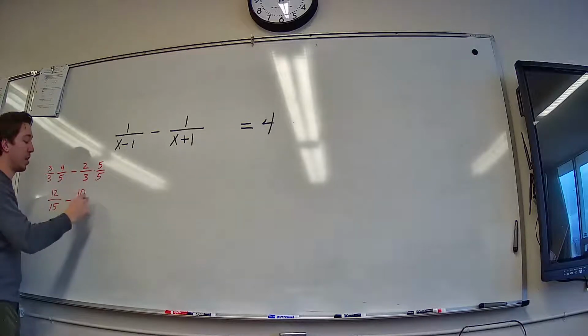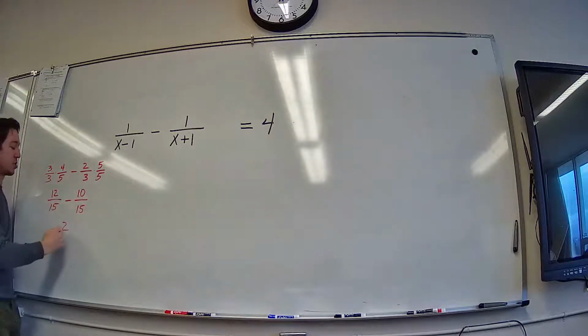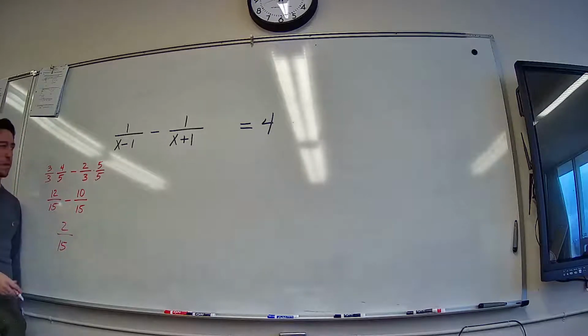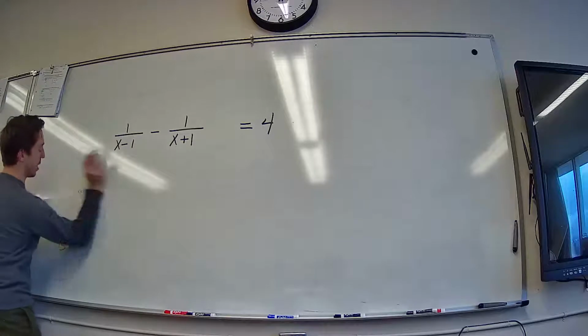2 times 5 is 10. Now they're both 15ths, so the answer to this is 2 15ths. Are there any questions on that process there? A little bit of review for you. Okay. So that's the same idea here.